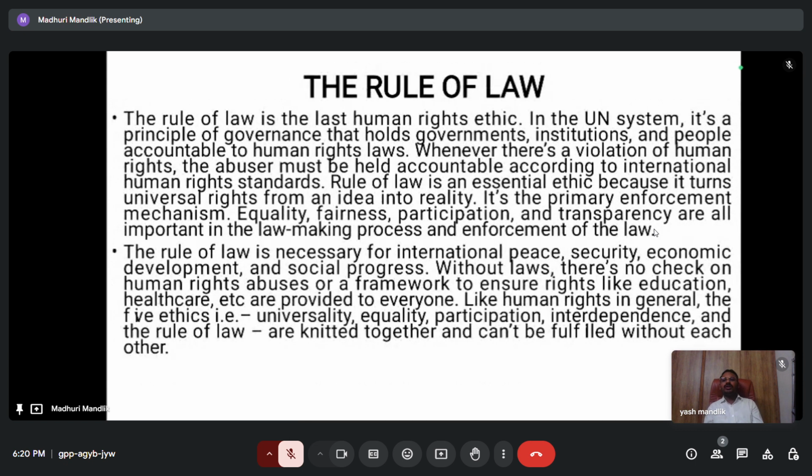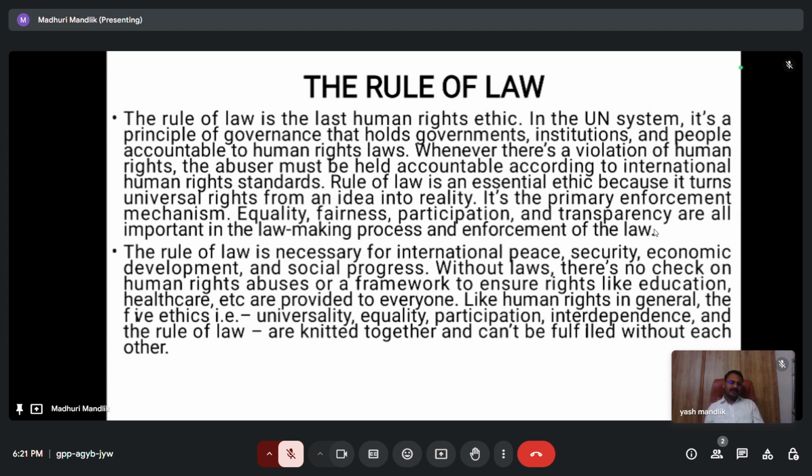Next is the rule of law. The rule of law is the last human rights ethic. In the UN system, it is the principle of governance that holds government institutions and the public accountable to human rights laws. Whenever there is a violation of human rights, the abuser must be held accountable according to international human rights standards. The rule of law is an essential ethic because it turns universal rights from an idea into reality. It is the primary enforcement mechanism.